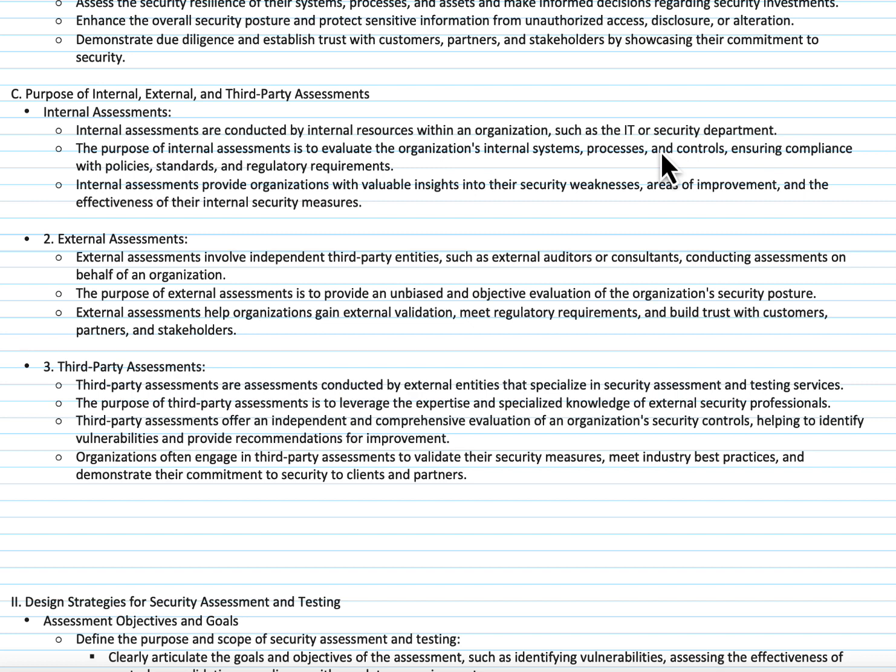Now, the one thing is that in many cases, these third-party assessments will help meet industry best practices and demonstrate commitment to security to clients and their partners. So you really have three, right? You have the internal assessments, you have an external assessment, and you have a third-party assessment.